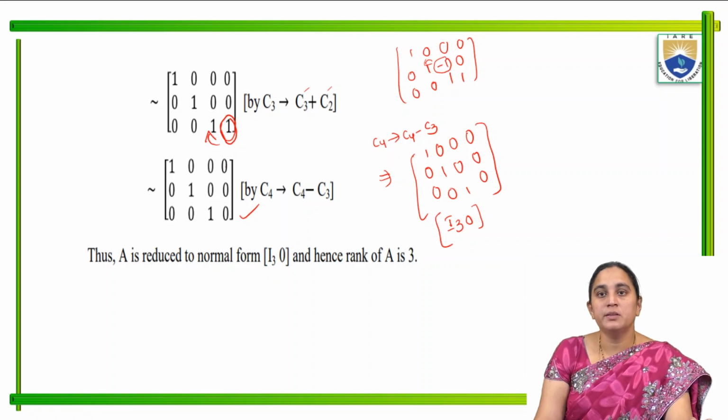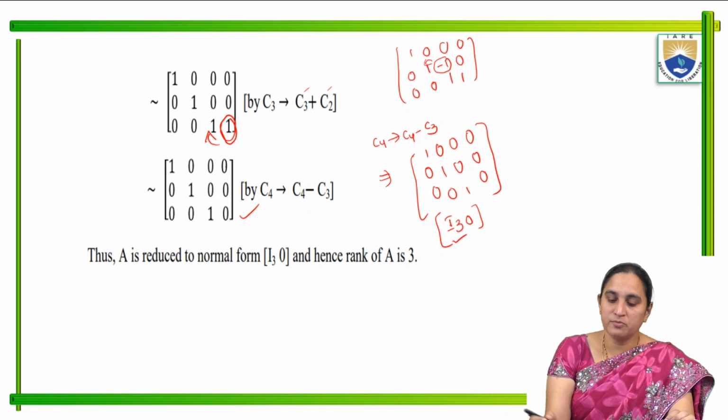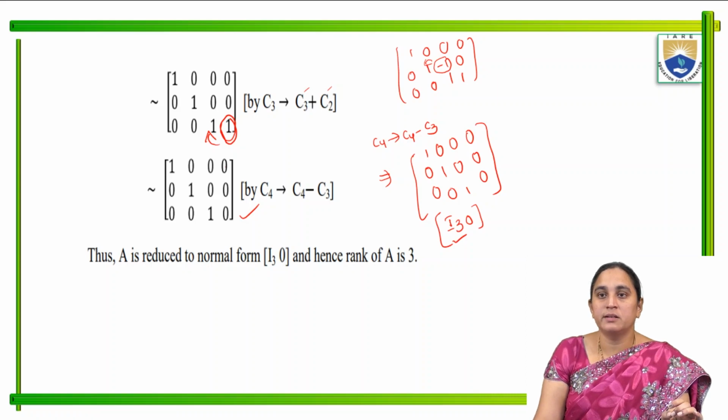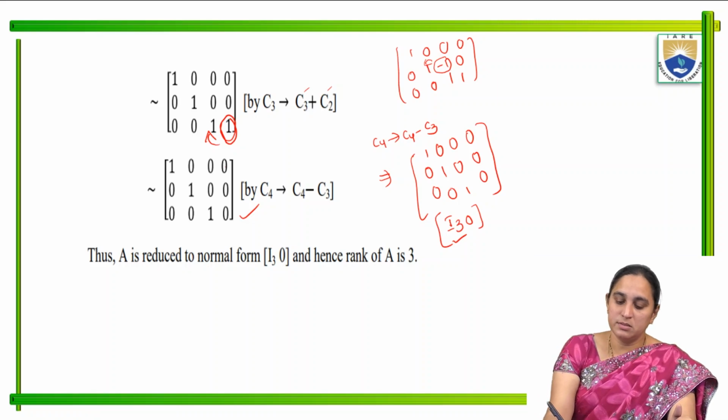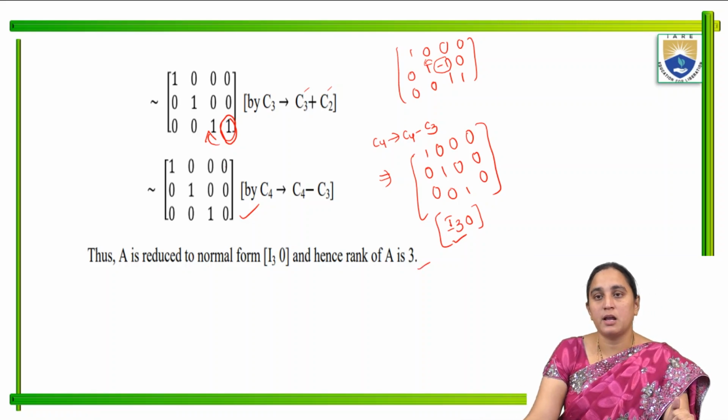Therefore, after applying the row and column operations, the given matrix is reduced to the identity matrix form, that is I3, 0. Therefore, the order of the identity matrix I3 is equal to the rank of the matrix, that is 3. Therefore, A is reduced to normal form I3, 0. Hence, rank of the matrix is 3. Okay. This is the procedure for finding rank of the matrix by using normal form.